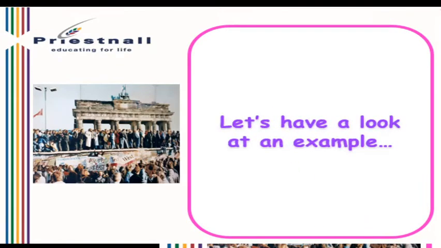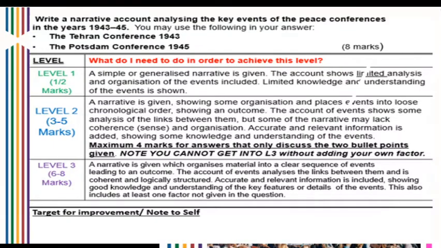So let's have a look at an example that we can work through and break down together. So this is the example we're going to have a look at. Let's read the question together. It says, write a narrative account analysing the key events of the peace conferences in the years 1943 to 45. You may use the following in your answer. So they give you the Tehran Conference in 1943 and the Potsdam Conference in 1945. So we're going right back to the very start of the Cold War course here. We're thinking about the peace conferences.